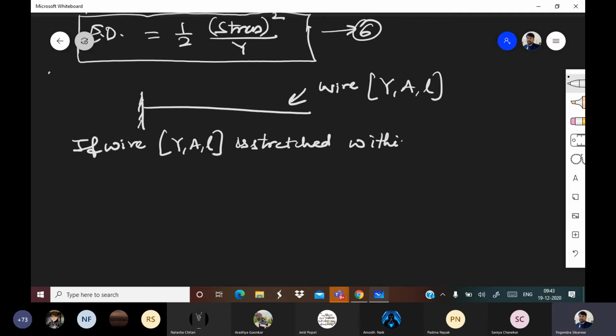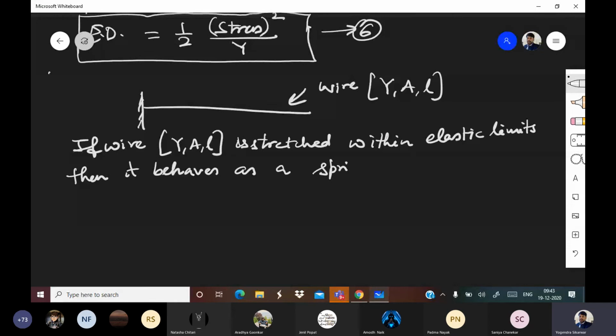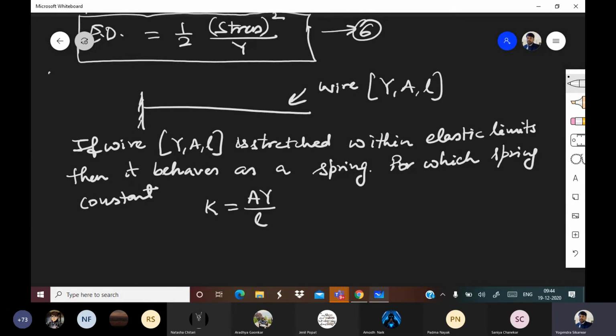If the wire is stretched within elastic limits, then it behaves as a spring for which the spring constant K is equal to AY by L. K is equal to AY by L. All right.